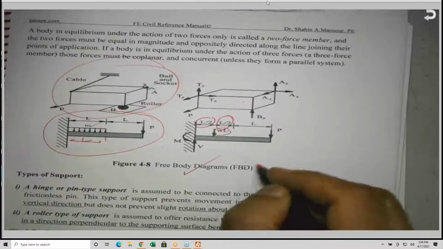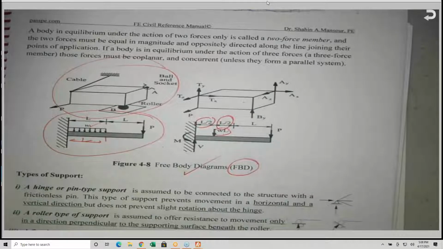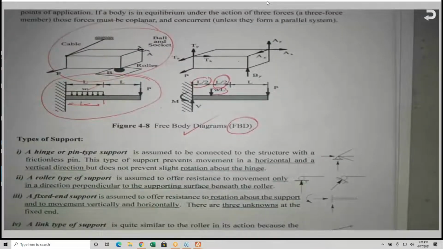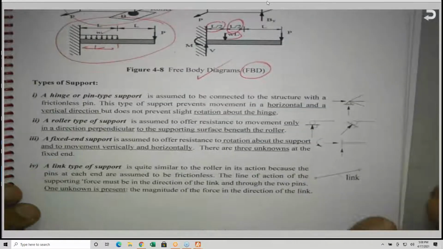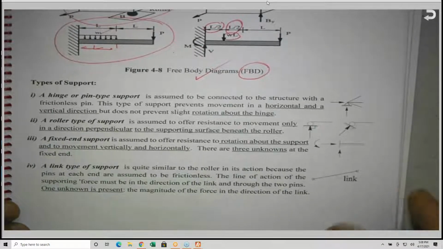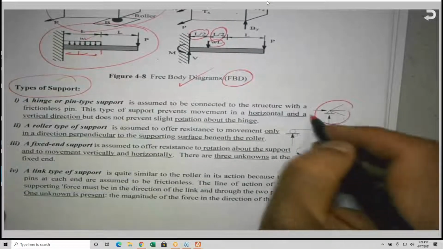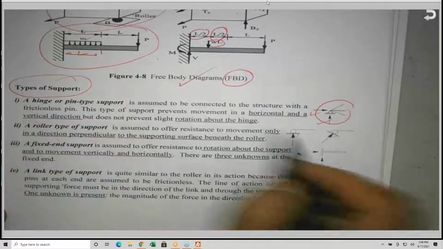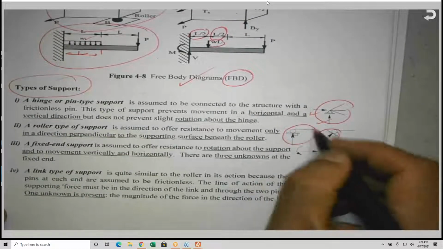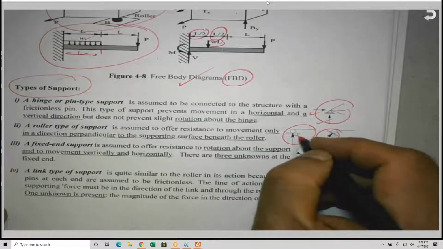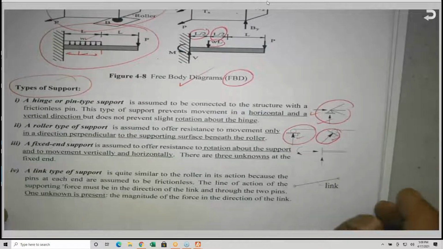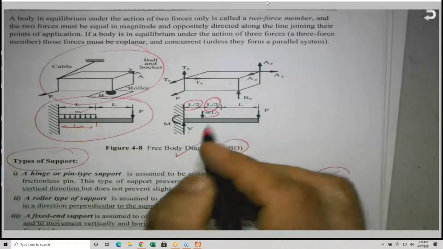So with free body diagrams, basically you are translating the given information into a simplified diagram describing all the forces that are given. Types of supports, we need to know that. A hinge has only 2 unknowns. A roller support has only 1 unknown or 1 reaction, and it must be perpendicular to the contact surface. As you can see, I drew the perpendicular here. A fixed end, like this, has 3 components.